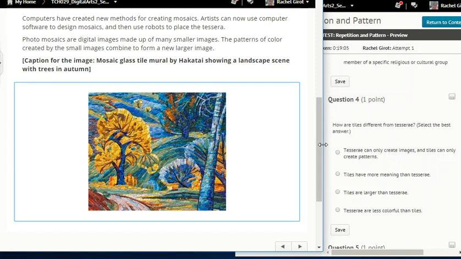Photomosaics are digital images made up of many smaller images. The patterns of color created by the small images combine to form a new larger image. This is a mosaic glass tile by Hakatai showing a landscape scene with trees in autumn.